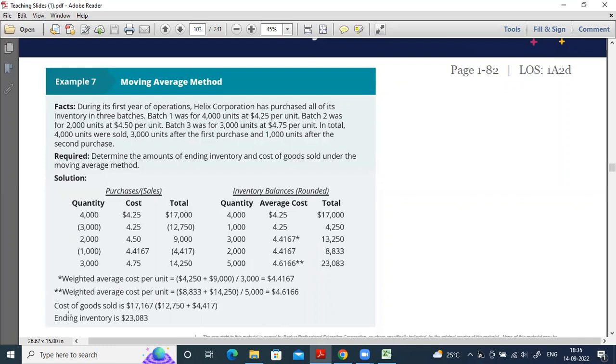So when you compute the cost of goods sold, how many units did we sell here in total? The cost of goods sold, this point is very, very important. Now this one, you sold the first 3,000 units. What was its cost? 12,750. Plus another 1,000 units you sold for 4,470. So this will be your cost of goods sold. And the closing inventory, this 23,083 is nothing but closing.